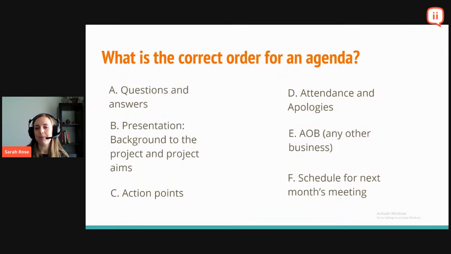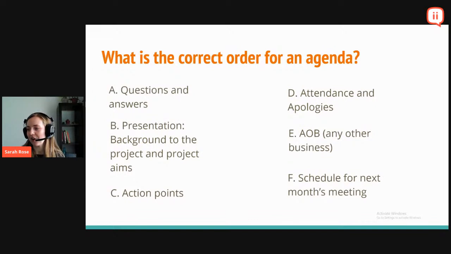D, attendance and apologies. Perhaps you know attendance. We often say this in the classroom, attendance, who is here? But apologies is a meeting specific word. Apologies means who isn't here and why. So if you can't go to a meeting, you send your apologies. I'm so sorry, I have to send my apologies. I can't come to the meeting because I have to go to the dentist, maybe. So we say, who sent apologies? AOB, another business word. AOB means any other business. This is when anybody in the meeting can say something else, something that isn't on the agenda. And then the schedule for next month's meeting.